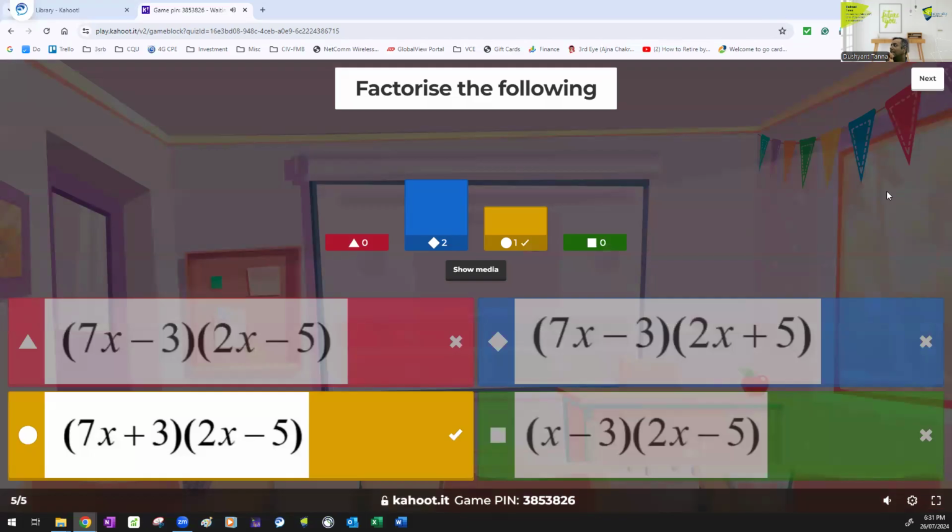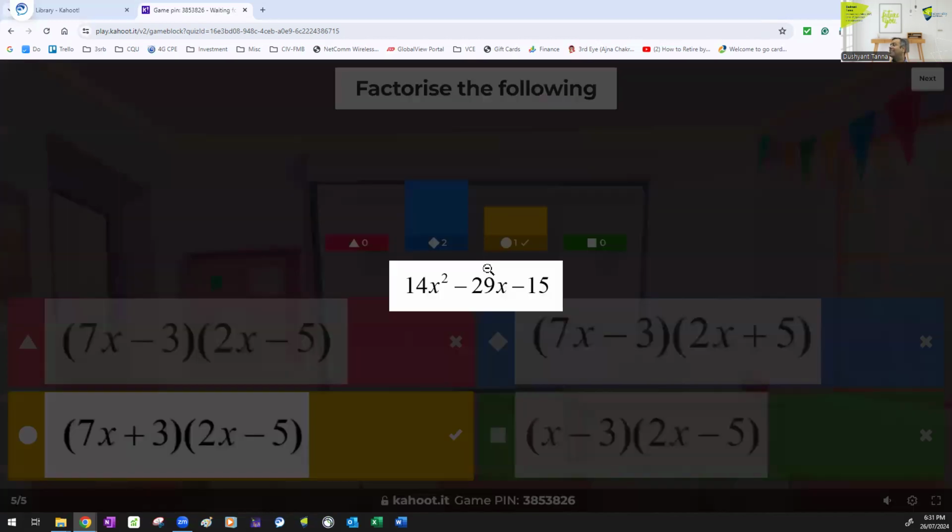Oh, I forgot it was negative 29. So you disregarded that. Definitely. By accident. Okay. 14 times 15, what's that? 210. How would you split that to subtract? The factors, what do you think? I was not thinking about it. 6 and 35. 6 and 35.